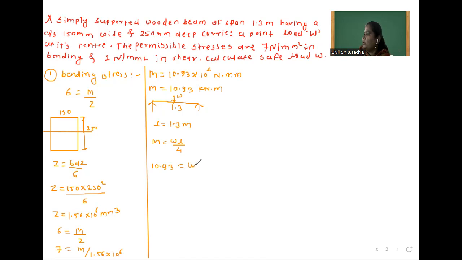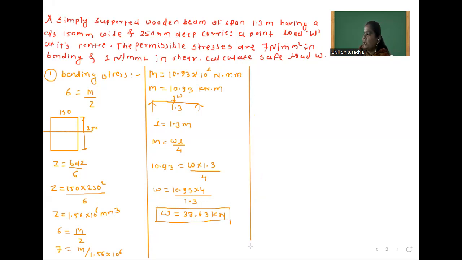10.93 is equal to W into L, which is 1.3, divided by 4. So W is equal to 10.93 into 4 divided by 1.3, which is 33.63 kilonewton. So that much load comes from this bending stress. Now we will calculate from shear stress.